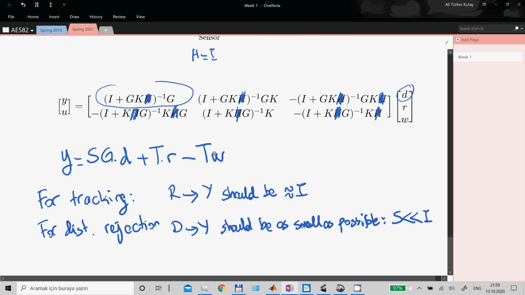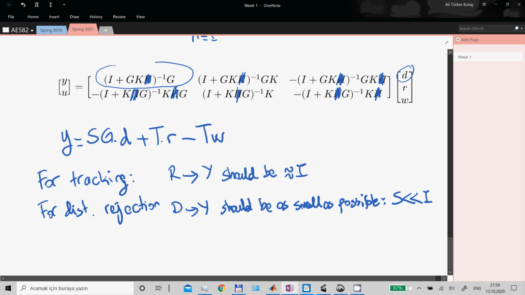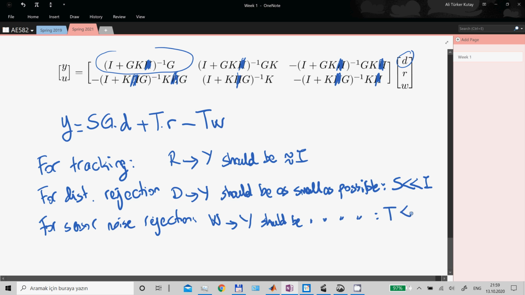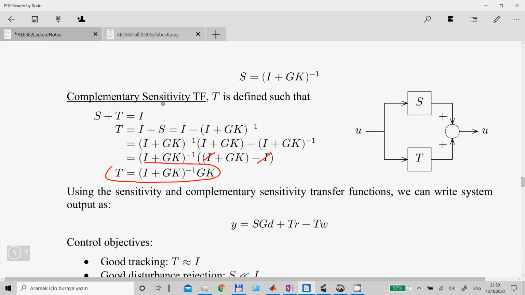And this is the third input, the sensor noise. Just like the disturbance, I want my system to be unresponsive to the sensor noise as well. So that means T should also be as small as possible. So for sensor noise rejection, the transfer function from W to Y should be as small as possible, which means T should also be small. So that transfer function is the T transfer function that should be as far as possible from the identity system. Okay, so in fact these are already given in the lecture notes, so let me just scroll down here.